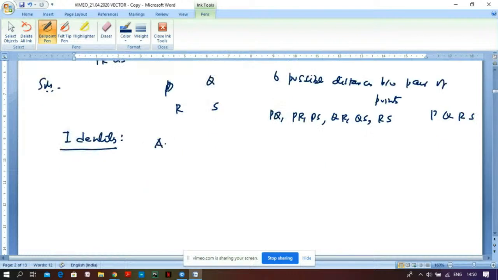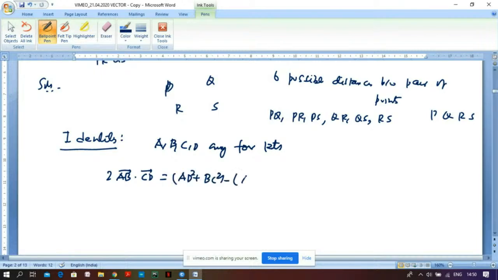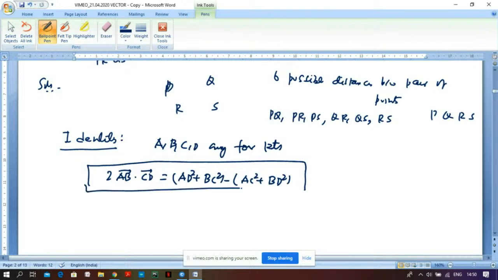That is, for any points A, B, C, D, any 4 points in a space, twice AB dot CD is AD square plus BC square minus AC square plus BD square. It's a very useful identity which we'll prove. 2 AB dot CD is AD square plus BC square minus AC square plus BD square.